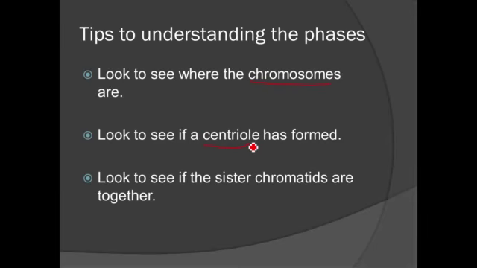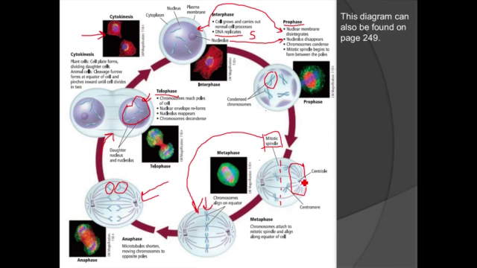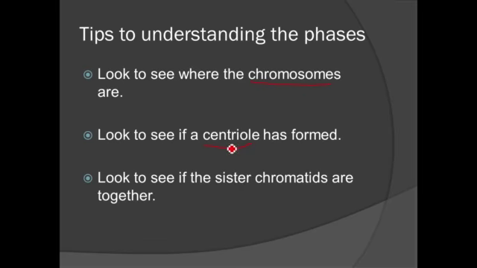Second, look at whether the centriole is formed. The centriole is this weird looking thing right here. If you look at prophase, it's not there yet. If you look at metaphase and anaphase, boy, it's there all right. But if you look at telophase, it's gone. So the centriole is present in two of the phases, but not in the other two.